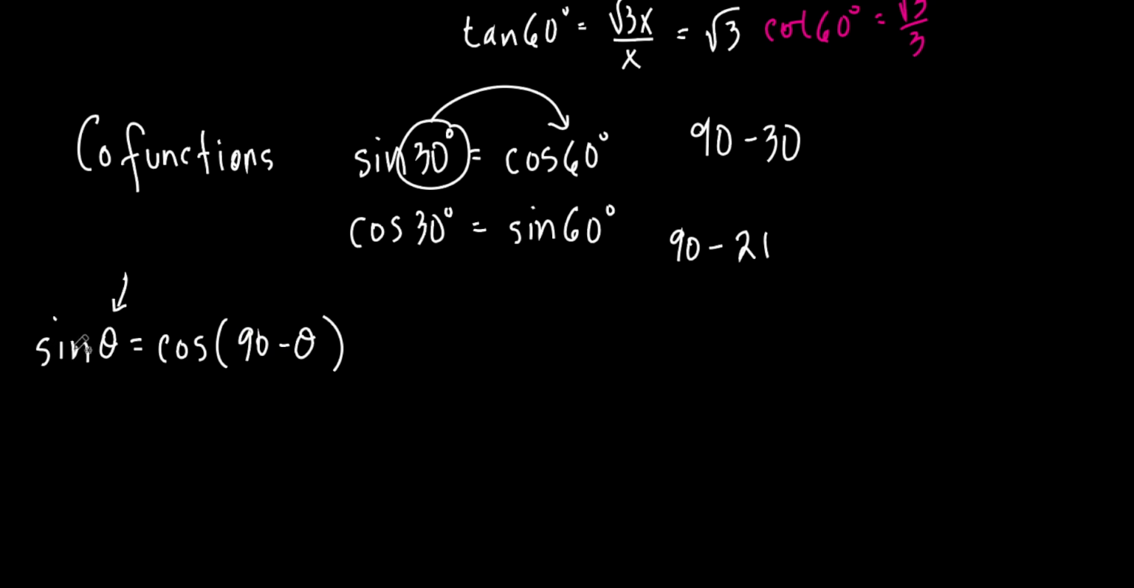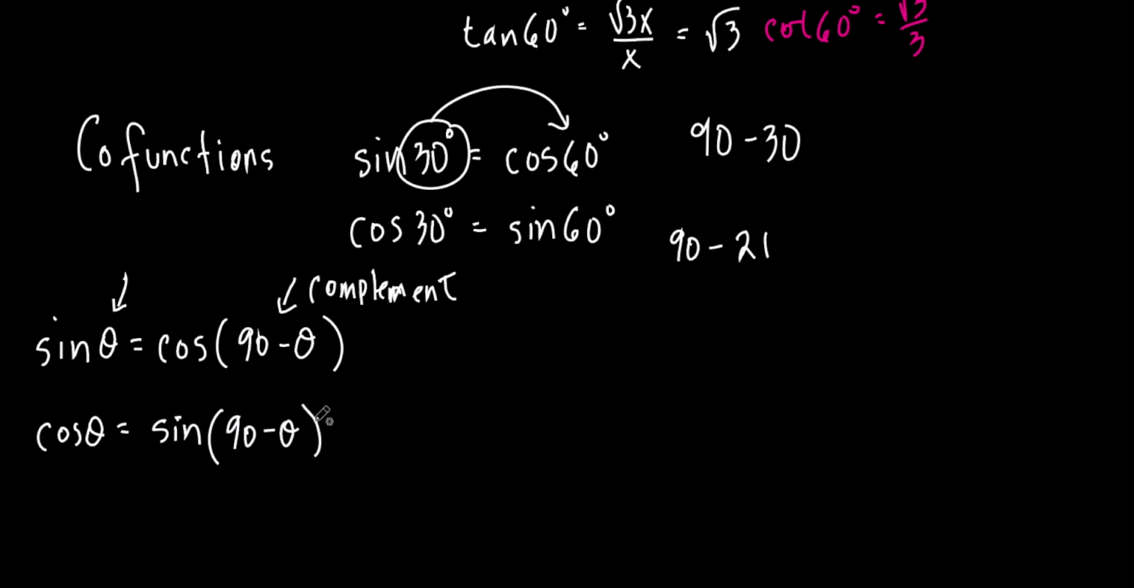So the sine of an angle is equal to the cosine of its complement, right? Complementary angles, that's right, M-E-N-T. 90 minus theta is its complement. So the sine of theta equals the cosine of 90 minus theta. How would I write the cosine of theta? That's equal to the sine of its complement. What's its complement? 90 minus theta. You with me? Let's do a third one.